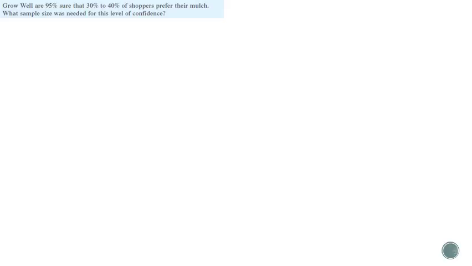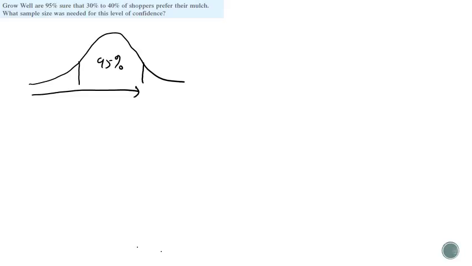Okay, we're 95% sure that 30 to 40% of shoppers prefer their mulch. What sample size was needed for this level of confidence? So the confidence level is 95%, which means we want 95% in the middle. Means again you have to calculate up here, because it's 95%, this is 2.5%, which then gives you 97.5%. That means using an inverse normal, we get the z-score of 1.96.